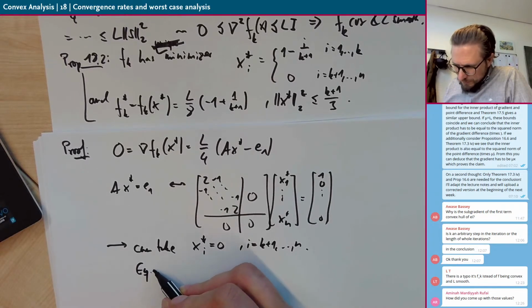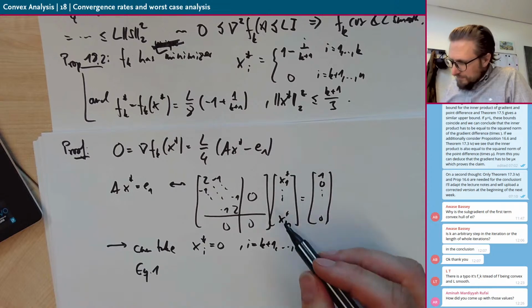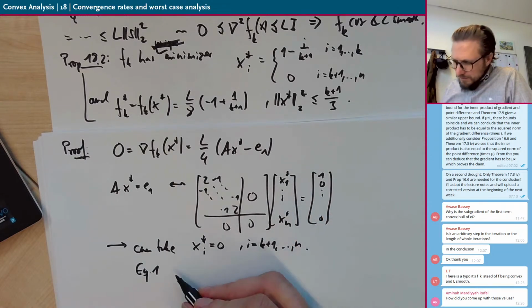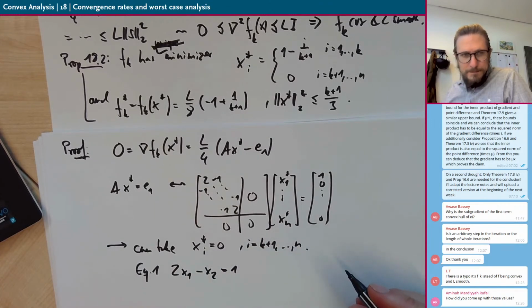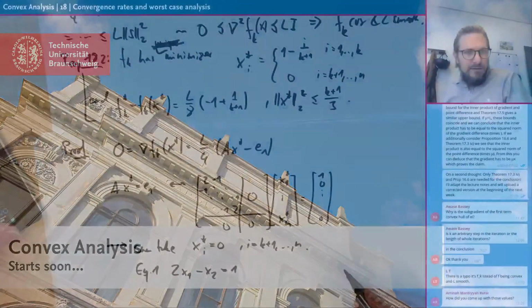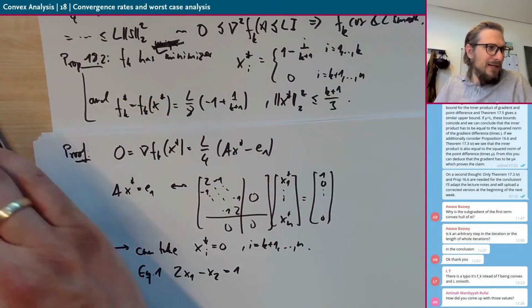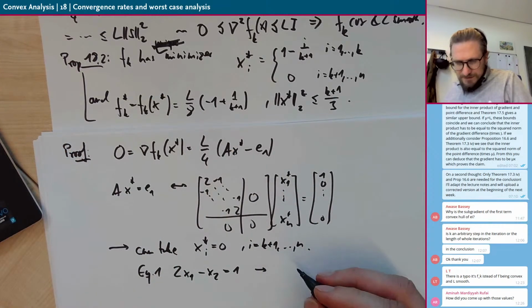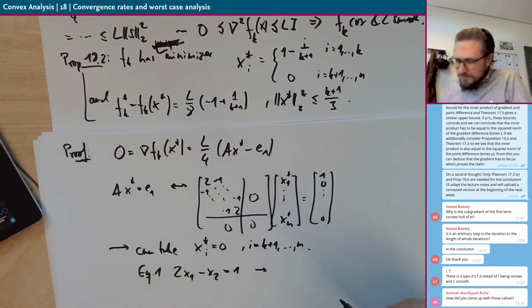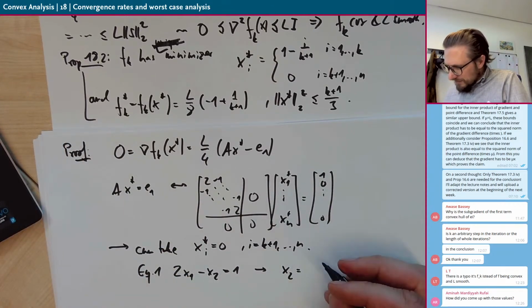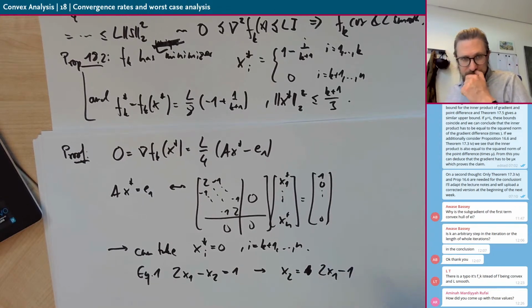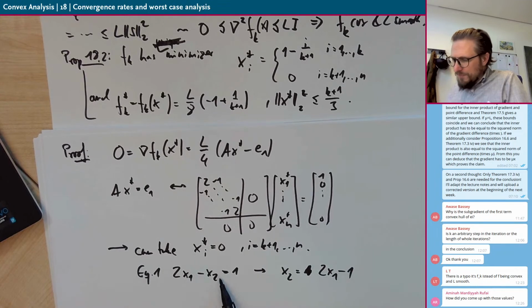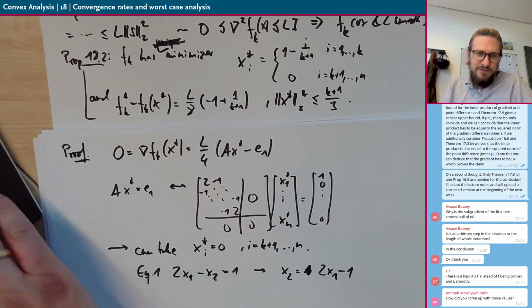The first line of the system gives us 2x1 minus x2 equals 1. This gives us that x2 can be written as 2x1 minus 1. That's what we get out of the first equation. And I omit the stars here because I would have to write a lot of stars, and it just doesn't help.